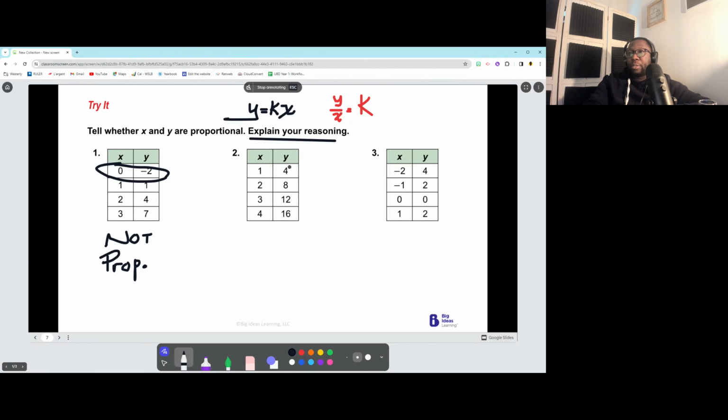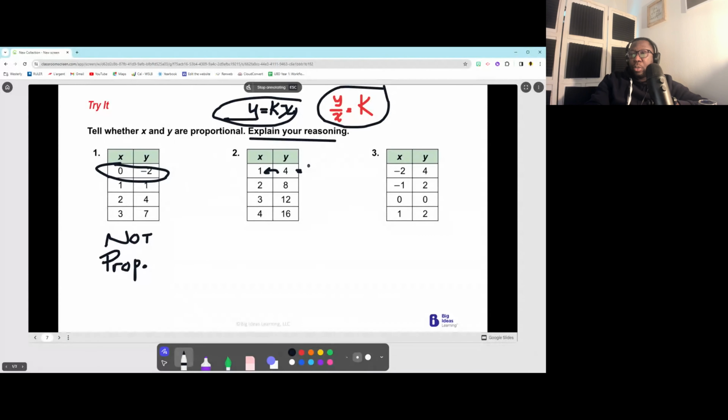What about our second example here? We don't see 0, 0, but that doesn't necessarily mean this is not proportional. It's just that we don't have that point 0, 0 on the table. However, we can use our equation here to see whether or not they have the same constant of proportionality, whether or not there's that multiplicative relationship between the points. And if it is present, then that means this is proportional. So we're going to divide y by x, which is going to give us k.